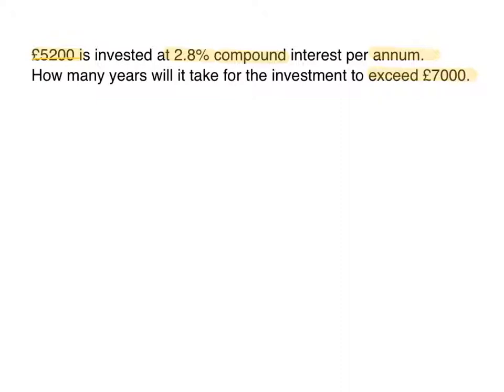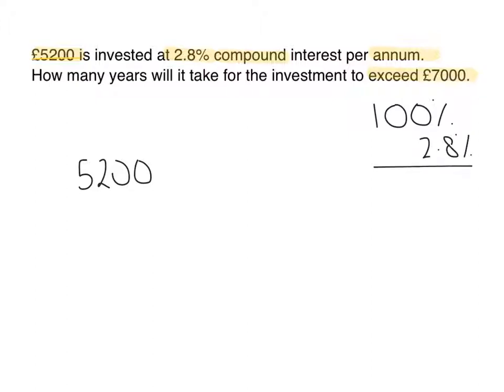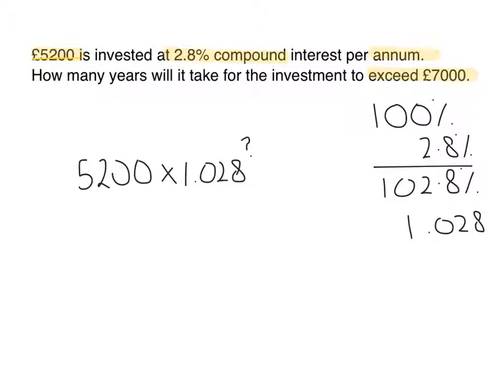5,200, and I want to know. It's always start off 100%, and we're adding on 2.8% per year. So altogether, we're going to have 102.8% timesing by 102.8% each time, which is 1.028 as a decimal. So times by 1.028. I don't know how many years it is, so I'm going to put a question mark, but I want that to be bigger than 7,000.